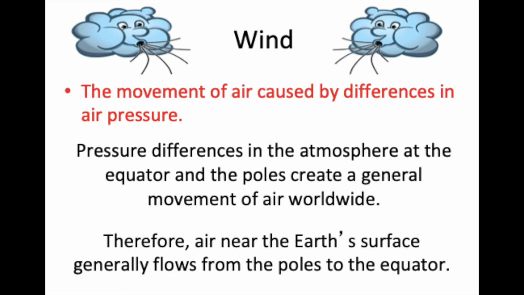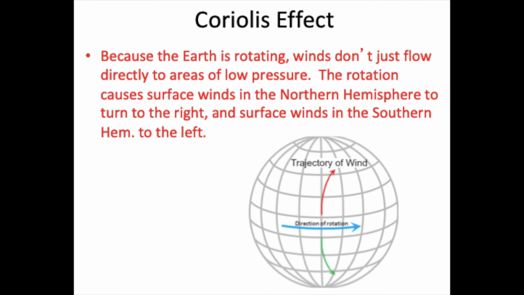We'll talk about something a little bit less controversial. Wind, the movement of air caused by differences in air pressure. Pressure differences in the atmosphere at the equator and the poles create a general movement of air worldwide. Okay, and we're going to take a look at this, and it's called the Coriolis Effect. Because the Earth is rotating, winds don't just flow directly to the areas of low pressure.